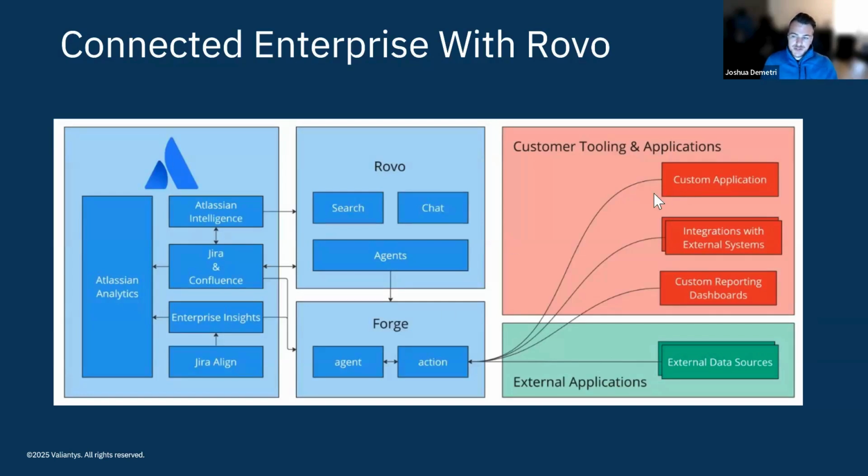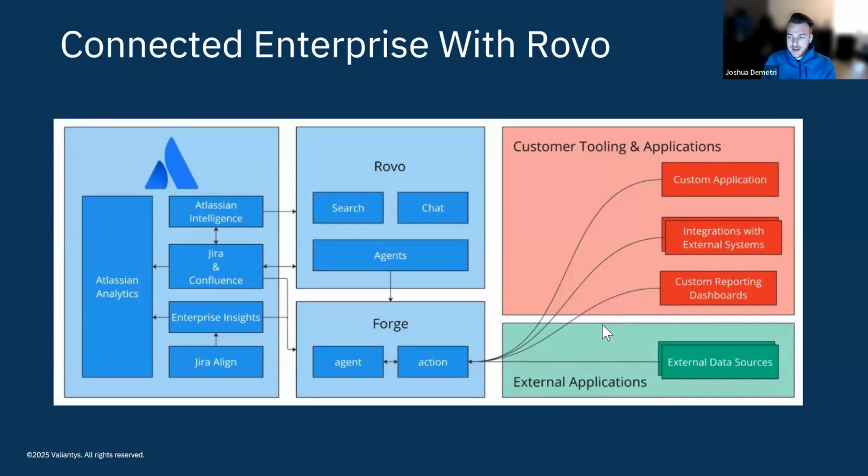And on the right, we're going to see customer tooling along with external applications. Really, the main thing I want to call out here is that part of what Rovo aims to solve is the fact that the data and the work that we're doing in an enterprise organization, or really an organization of any size, is going to live in more than just one tool or one platform. So while Atlassian might be the source of truth for a lot of the work that we're doing, or a lot of the data that we're storing in our knowledge base, it's not necessarily going to be everything.